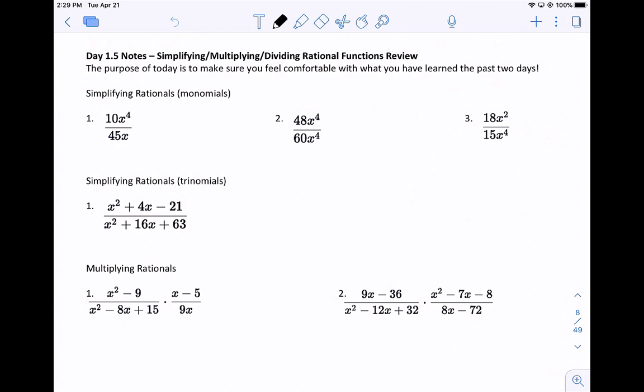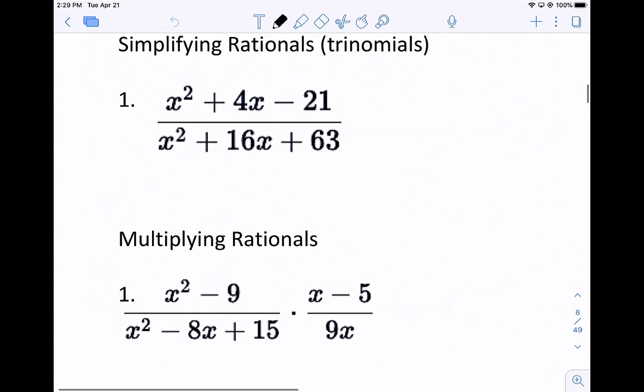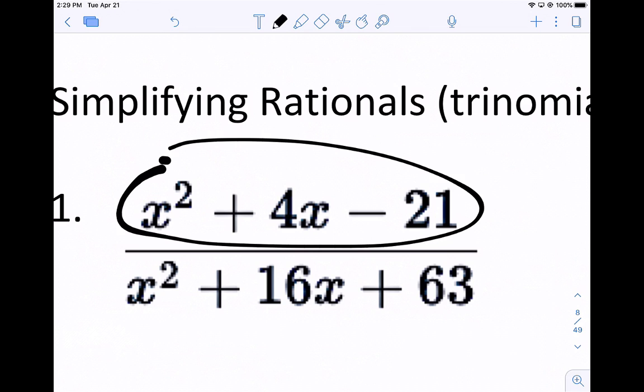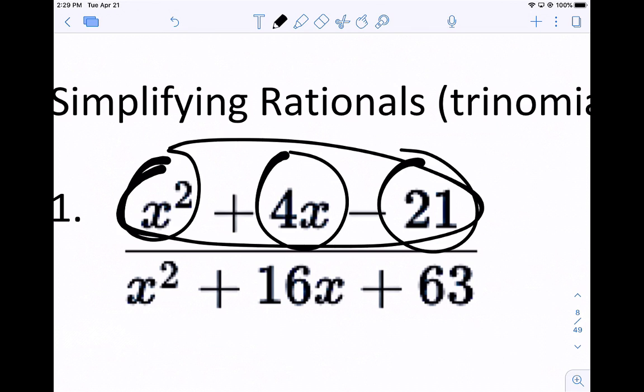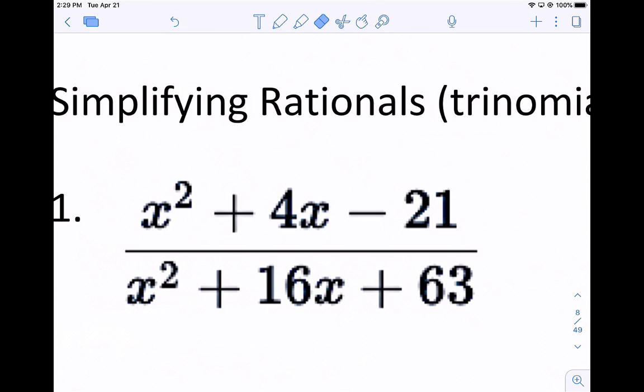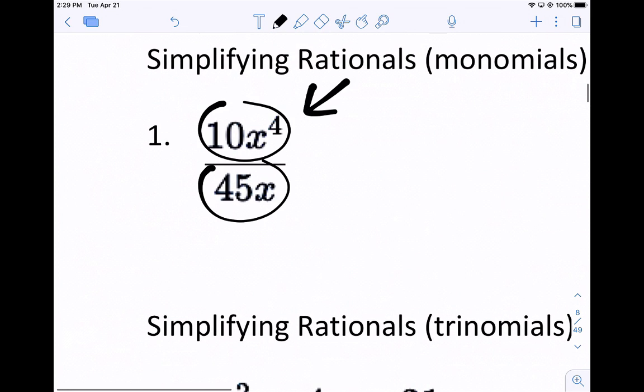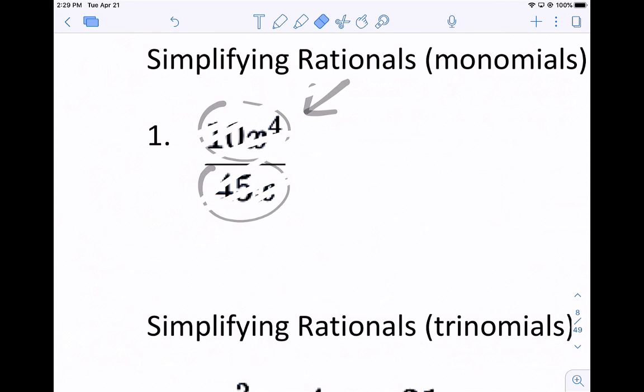The first thing that we looked at was simplifying rationals, and we looked at monomials, which is one term over one term. A term is anything that's separated by a plus or minus. In this fraction, the numerator, the top, has three terms. So this is a trinomial, three terms, whereas this has one thing over one thing, which is called a monomial. Let's go over how to simplify this. We actually did this first semester in chapter 5 when we were simplifying exponents.